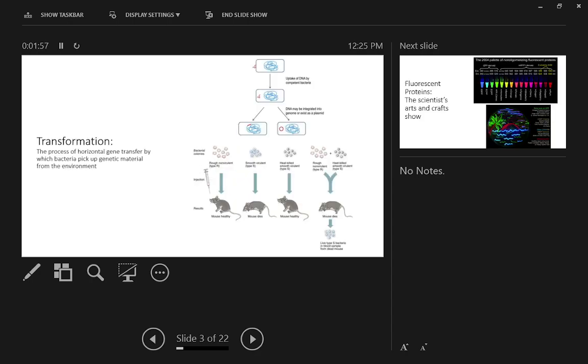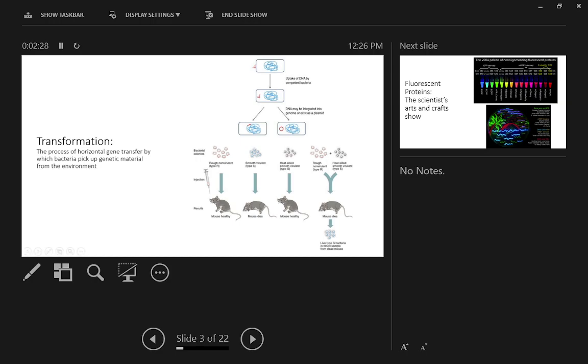So we're going to talk about transformation first. What is transformation? It's the process of horizontal gene transfer in bacteria by picking up genetic material from the environment, which is a really vague way of explaining it. But basically, we're taking some DNA from some other source and putting it into the bacteria to change it. There are a couple of ways you can describe that process. One of them is transduction, which is through phage, which we'll talk about in a second.